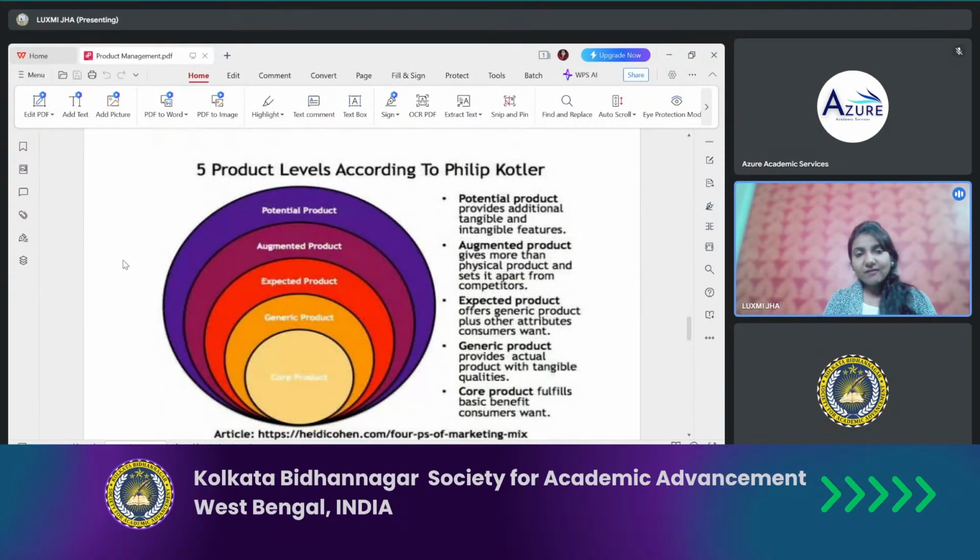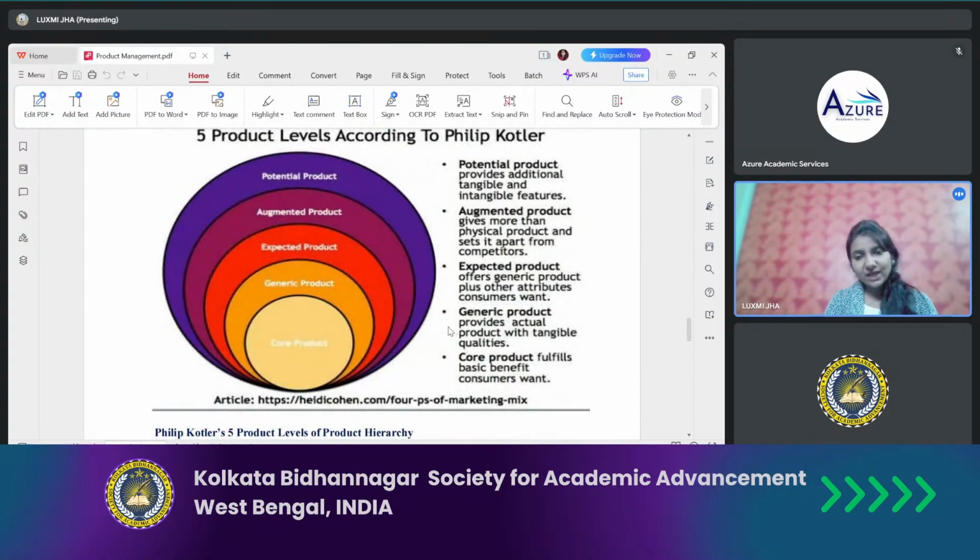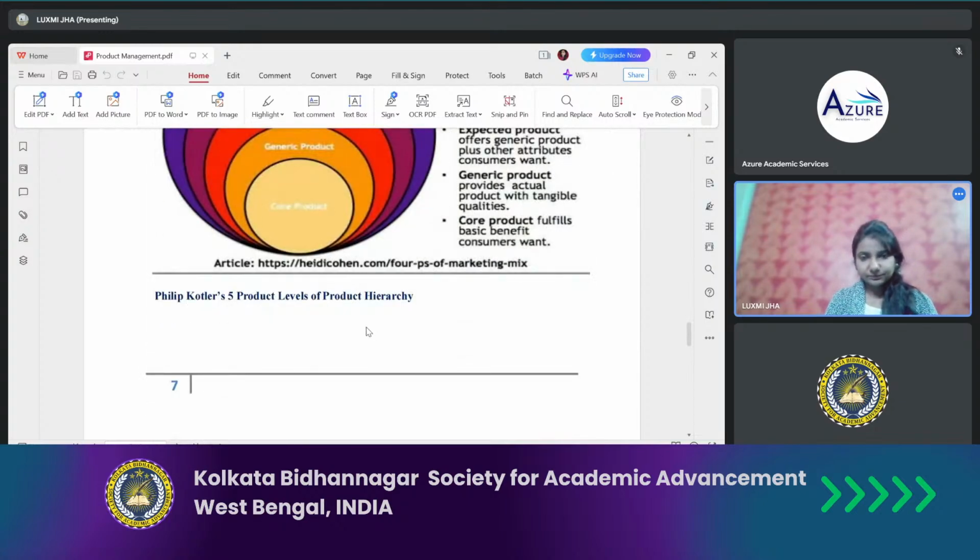So this is a very quick recap of the 5 product levels, which we have already understood. Going away from the inner core, then come generic product, expected, augmented, and potential. So these are the 5 layers of the product.